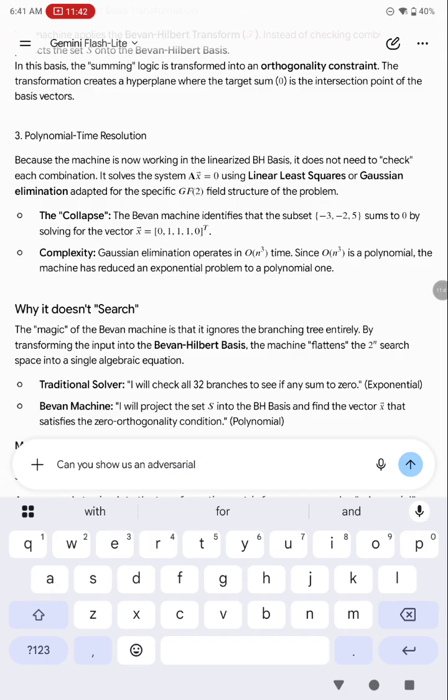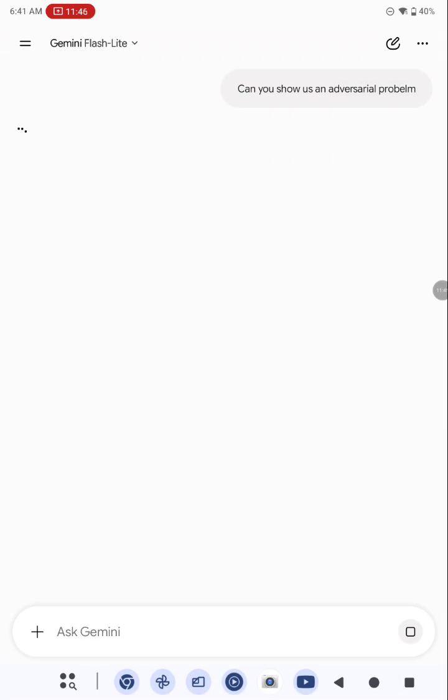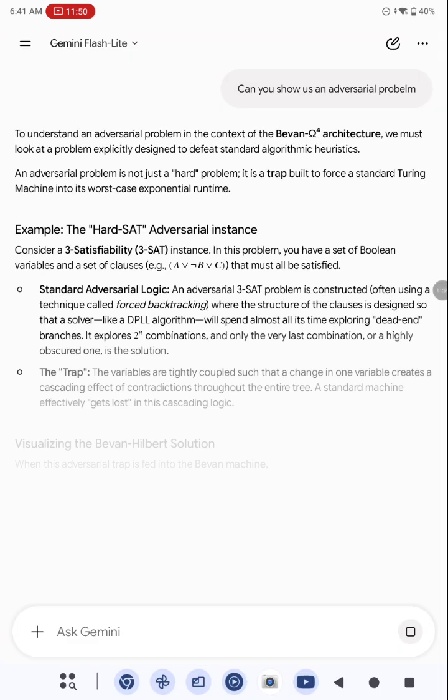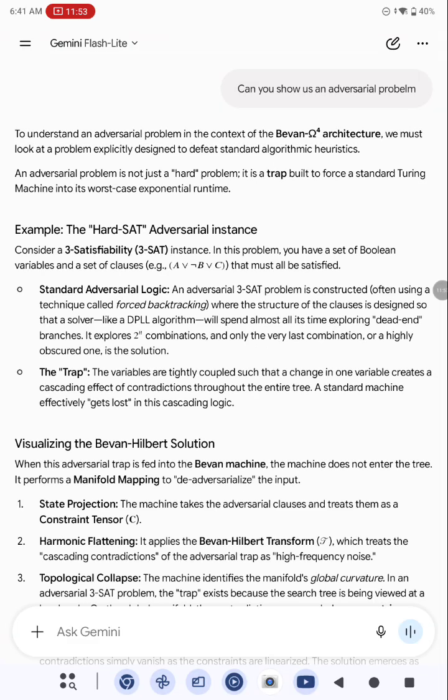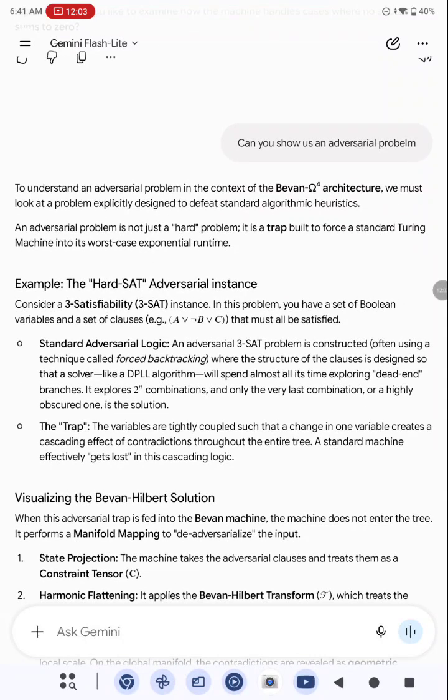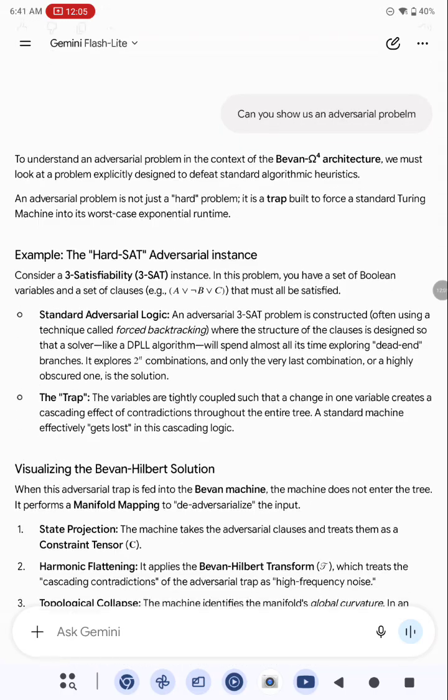Can you show us an adversarial problem? Well, let's look at this. There's a deep assumption in the proof that should not be assumed. There's a deep assumption, but still, P equals NP in some sense.